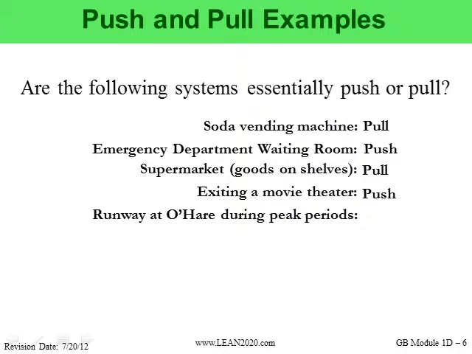Runway at O'Hare during peak periods. I would say during peak periods and any periods, this has got to be a pull system. If it was push, we'd have planes landing whenever they wanted to, and we would have an absolute chaotic situation. So they're only going to allow a plane to land when, one, there's a plane available to land, and two, when there's an available runway.